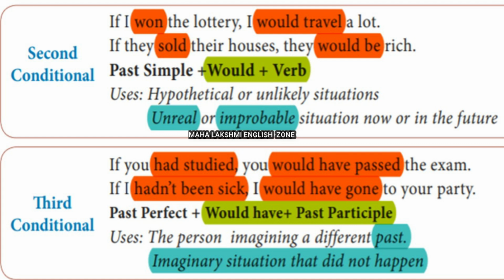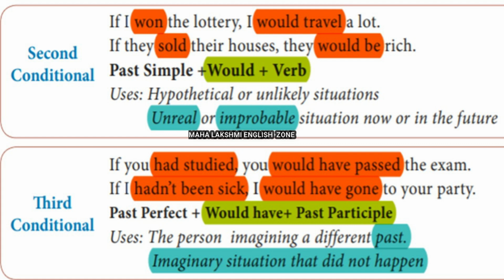So in the first conditional we saw, if the verb in the if clause is present tense, then our answer in the main clause will be either will plus verb or won't plus verb. And if we know this tip, it will be very good for our if clauses. So the second conditional is, if the verb in the if clause is past tense, then the verb in the main clause will be only would plus verb.